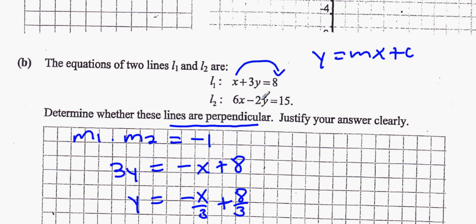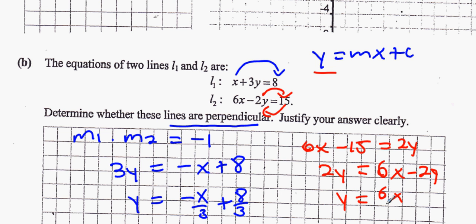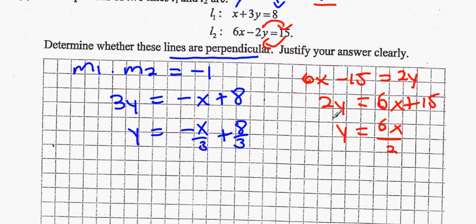What we're going to do this time is we'll bring y to the right and 15 to the left, so we'll have 6x minus 15 equals plus 2y. Because we want it as plus y, we're going to do a spin here, equals 6x minus 2y. Oh, sorry, that's plus 15. Excuse me. So it's going to be 6x divided by 2, because you're dividing by 2, plus 15 over 2. Therefore, y equals 3x plus 7.5.